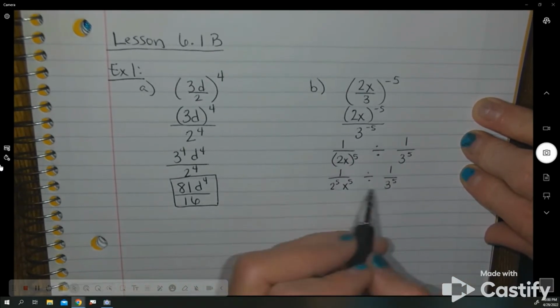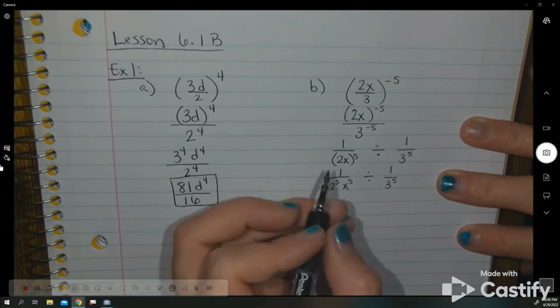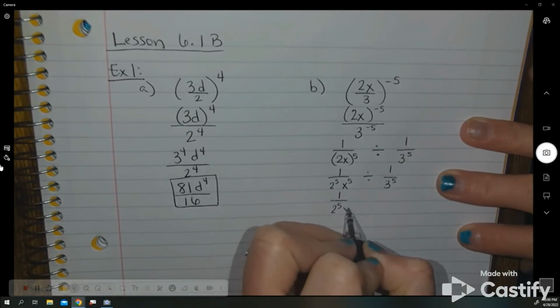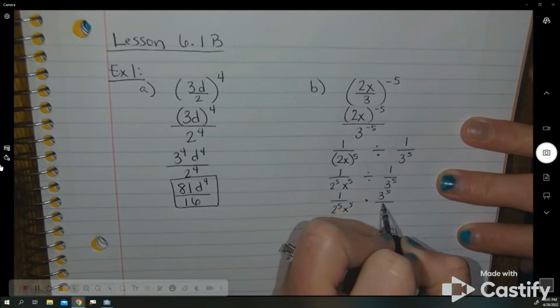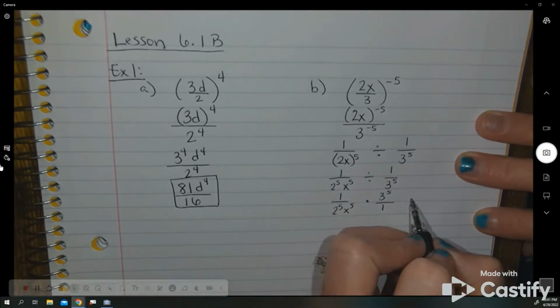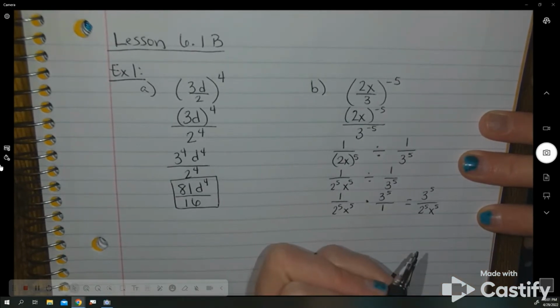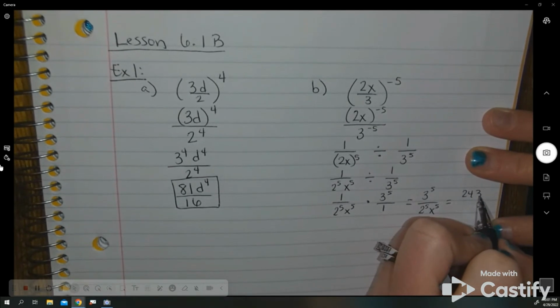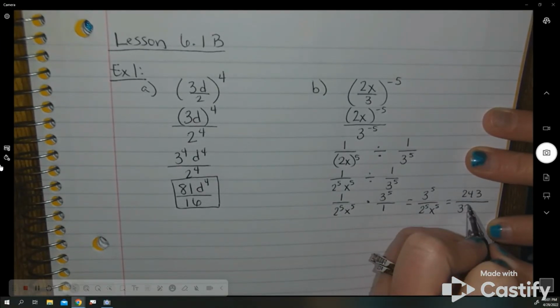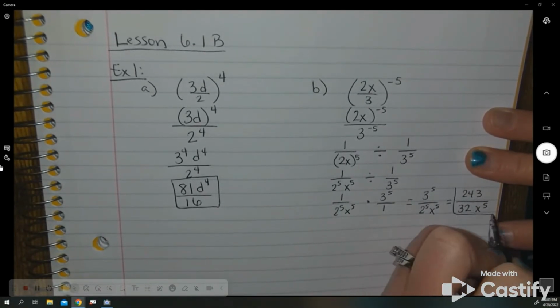So if we keep, change, flip, because we're dealing with division of fractions, then we have 1 over 2 to the fifth, x to the fifth, times 3 to the fifth over 1. And when we multiply, that gives us 3 to the fifth over 2 to the fifth, x to the fifth. Well, 3 to the fifth power is 243, and 2 to the fifth is 32. x to the fifth stays x to the fifth.